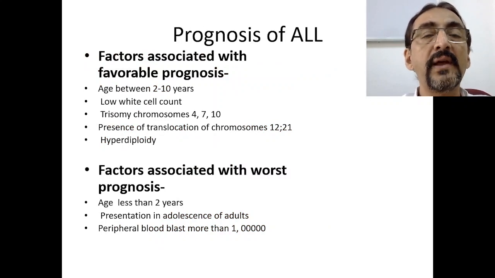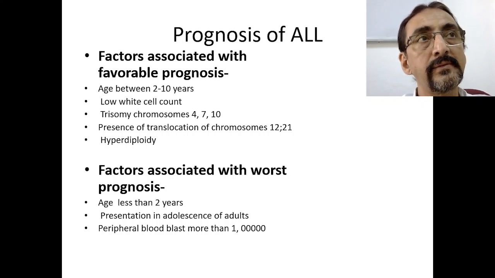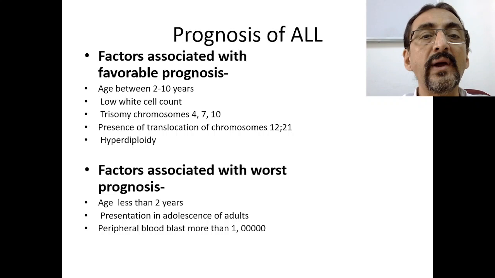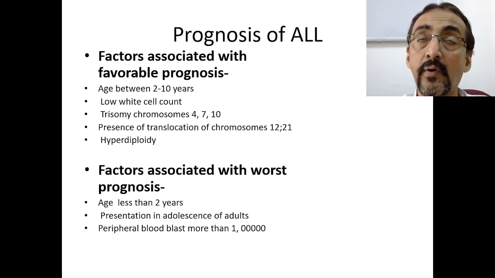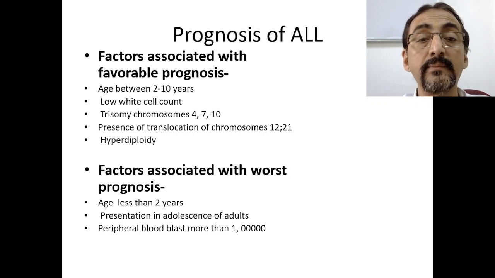Factors associated with a favorable prognosis are age between 2 to 10 years, very important one, low white cell count, trisomy of chromosomes 4, 7 and 10, presence of translocation of chromosomes 12 and 21, hyperdiploidy. Factors associated with the worst prognosis are age less than 2 years, presentation in adolescents or adults, and peripheral blood blasts more than 1 lakh.